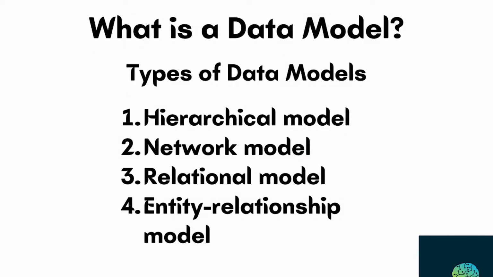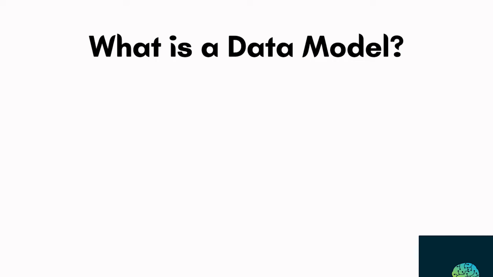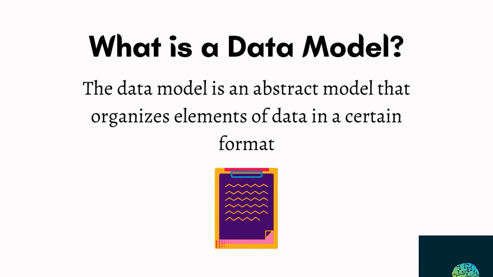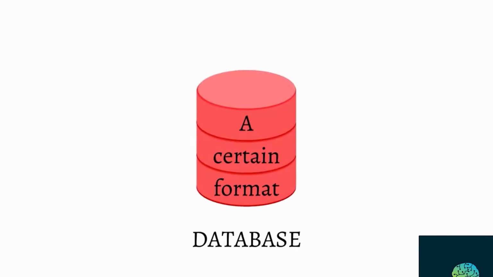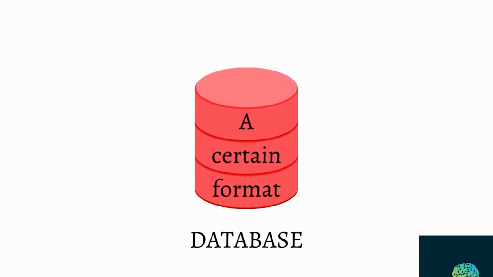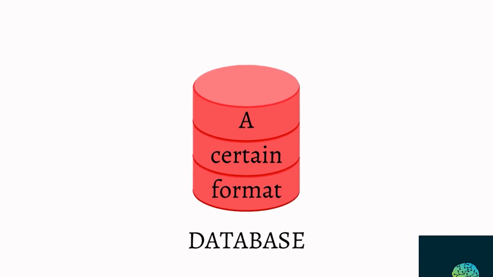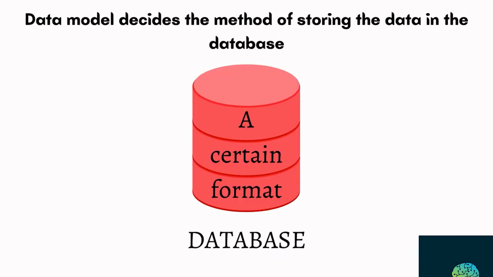Hello friends, in this video we will be talking about data models. A data model is an abstract model that organizes elements of data in a certain format. That means when the data is stored in the database, it needs to be stored in a certain format or in a particular structure. So the data model decides the structure or the method of storing the data in the database.